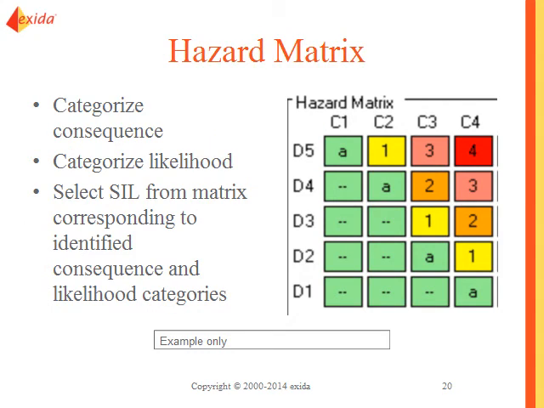For a hazard matrix, again, as we said earlier, you really need LOPA to be done to derive the numbers. But here again we have the consequences and we have the likelihoods. So we categorize likelihood, we select the SIL from the matrix corresponding to the identified consequence and likelihood categories.